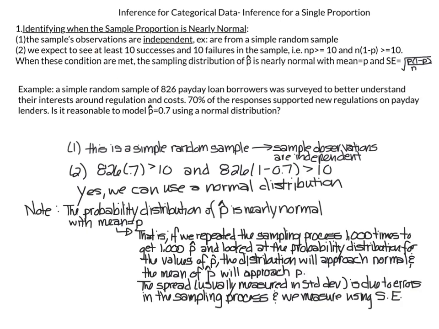And just some notes: the probability distribution of p hat is nearly normal with mean equal to p. That is, if we repeated the sampling process 1,000 times to get 1,000 estimates of p hat and looked at the probability distribution for the values of p hat, the distribution will approach normal and the mean of p hat will approach p. The spread, which is usually measured in standard deviation, is due to errors in the sampling process. So we measure the spread using standard errors. For proportions, we use this formula here.